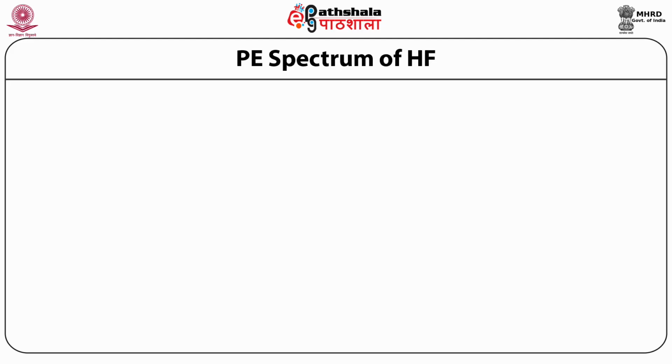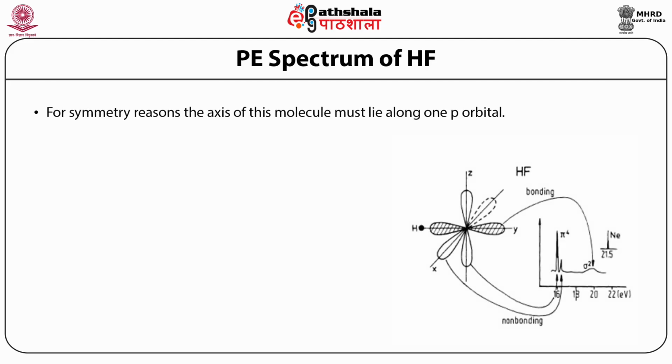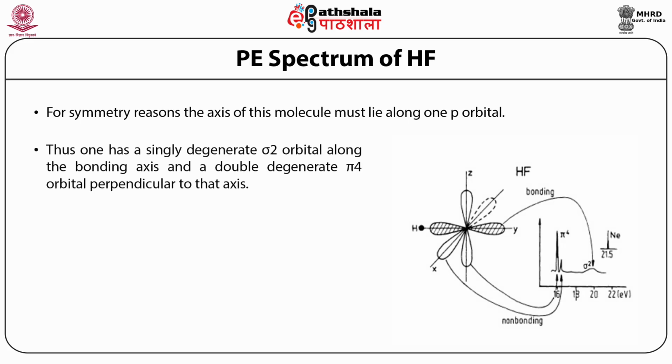So here the heading given is photoelectron spectrum of HF. For symmetry reasons, the axis of this molecule must lie along the 1p orbital. Thus, one has a singly degenerate sigma 2 orbital along the bonding axis and a doubly degenerate pi 4 orbital perpendicular to that axis. This has also been depicted here in the figure shown alongside.